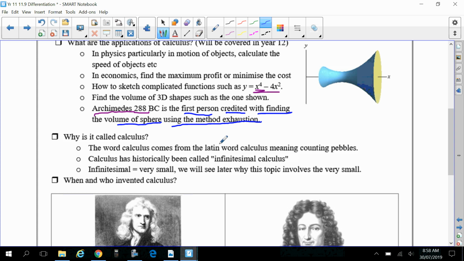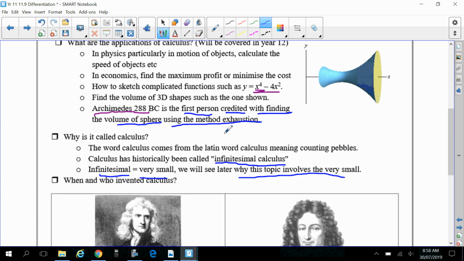Why is it called calculus? The word calculus comes from the Latin word calculus, meaning counting pebbles. Calculus has historically been called infinitesimal calculus. What is infinitesimal? Infinitely small, very small. We will see later on why this topic involves the very small. Again, that comes later on.